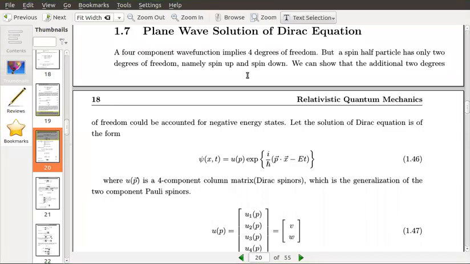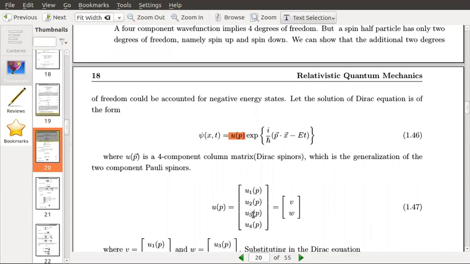So yesterday we started the discussion on the plane wave solution of the Dirac equation. This plane wave solution has an amplitude u of p and an exponential term, and this wave function is actually a four-component spinor. Accordingly, u of p has four components: u1, u2, u3, u4. u1, u2 together we call v, and u3, u4 together we call w.